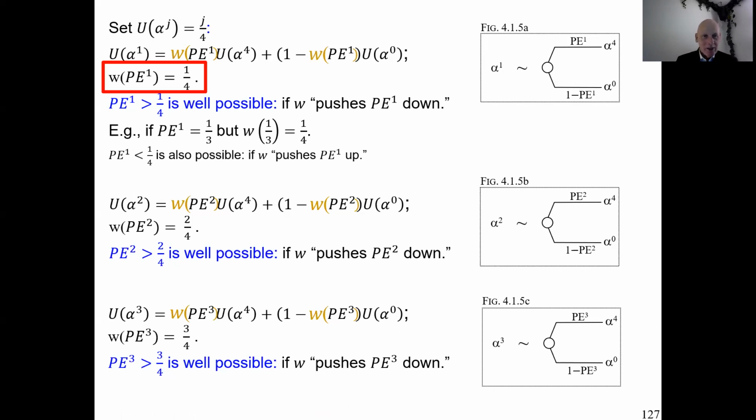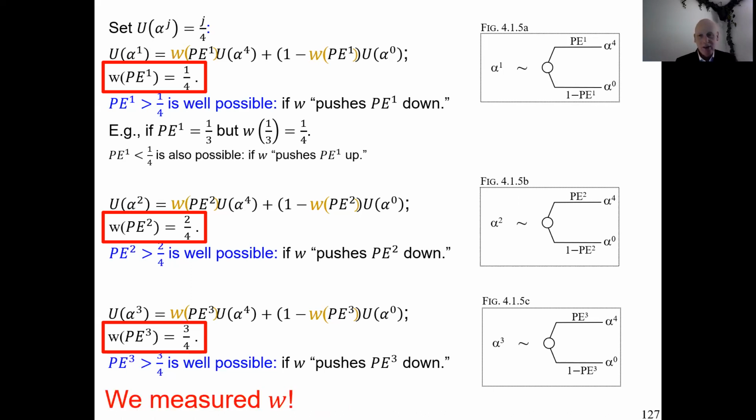So I tell you what is a very nice thing here. That is, first, we have here W of PE1 is equal to 1 over 4. W of PE2 is 2 over 4 and 3 over 4. We have here exact measurements of the W function. So this means that we are in fact measuring the W function in this experiment. That is what we have been doing. So that's very nice. We measure the utility function, but we also measure the W function already in the experiment. We measure the whole rank-dependent utility functional in fact.